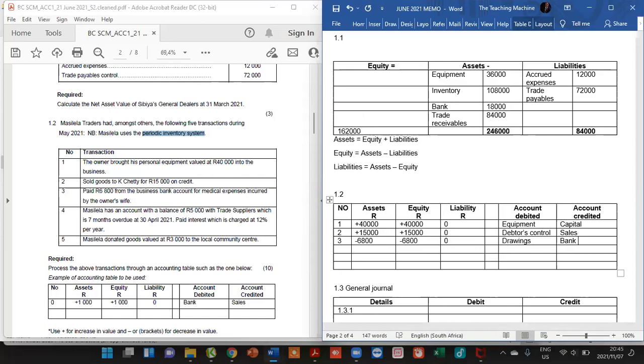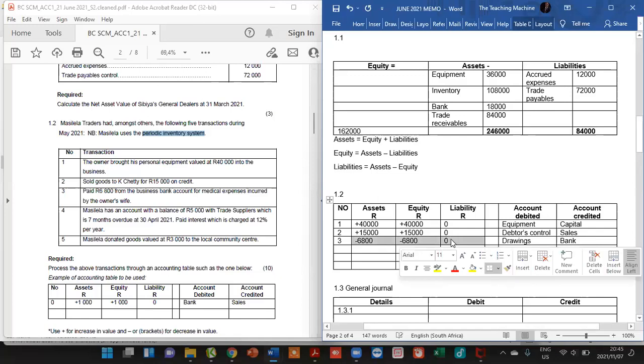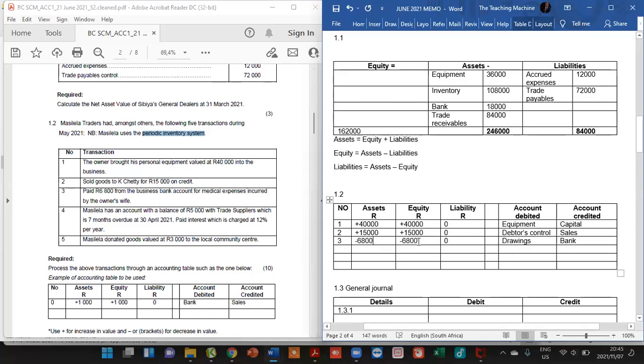Okay. Does the equation balance? Yes, it does, because if you look at the debit side, assets is equal to 6.8, equity plus liability is equal to 6.8 as well. If you say minus 6.8 plus 0, it will give you minus 6.8. This side, it's minus 6.8, and that side, 6.8. So the equation balances. So students, it is very important to test your equation. If you're not sure about the effect on the accounting equation, just check if your equation will balance.